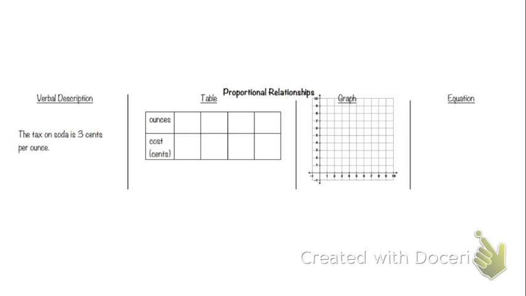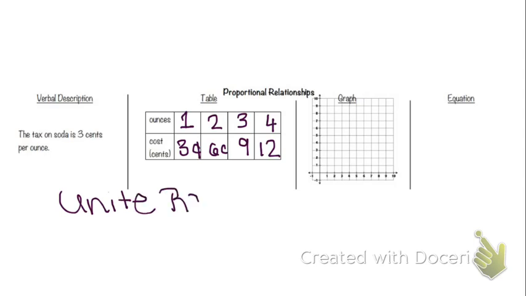That means that if I had 1 ounce of soda, that's 3 cents. If I had 2 ounces of soda, that's 6 cents. If I had 3 ounces of soda, that's 9 cents. And if I had 4 ounces of soda, that's 12 cents. So, now in this case, what is our unit rate? Well, our unit rate is going to be how much soda we get for 1 ounce, right?